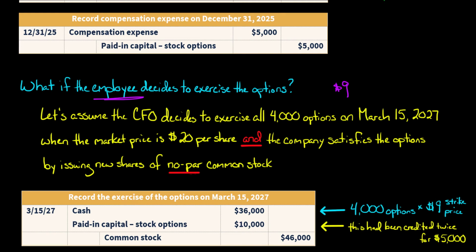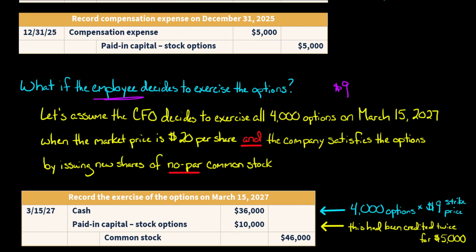Now, I'm assuming here that this is no par common stock. I'll make an adjustment in a second where we assume that there's a par value on the common shares. But just so you know, when the options are exercised, the company's getting money. It's getting $36,000. Don't be psyched out, by the way, by the market price here. Don't worry about that. That's not relevant for determining how much money the company gets.